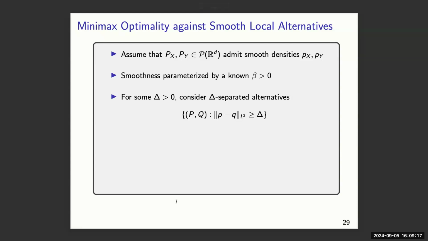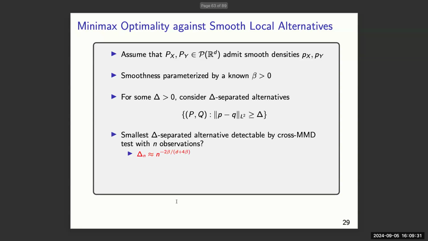So we look at these kinds of delta-separated alternatives. The alternatives will be all pairs of P's and Q's such that the densities of P and Q are separated in L2 norm by this level delta. Again, our goal is to understand what is the smallest delta_n that can be well detected by our cross MMD test. What our result says is that delta_n behaves like n to the power of -2 beta divided by (d plus 4 beta). So the detection boundary becomes closer if the function is more smooth. If beta increases, it becomes closer, and it becomes farther away if the dimension increases.